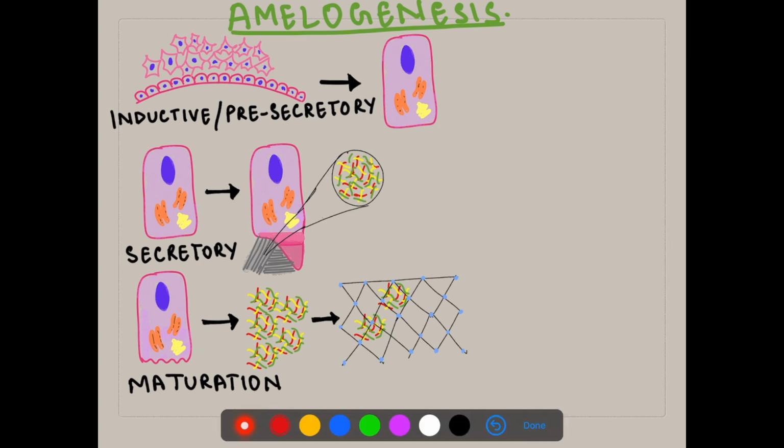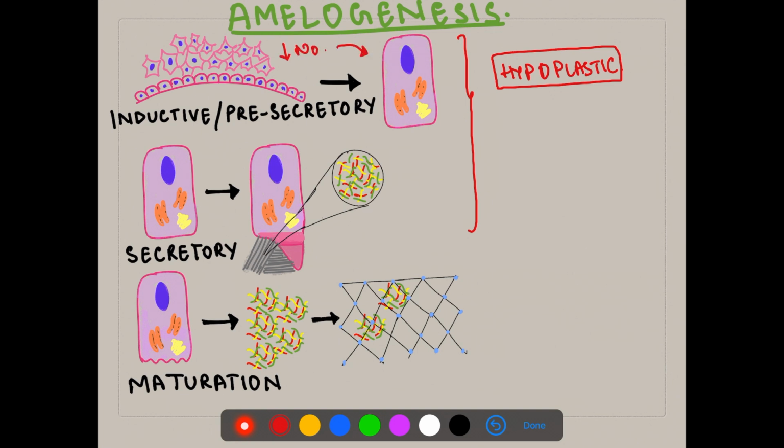Okay, now let's relate different types of amelogenesis imperfecta with different stages of amelogenesis. The first type of amelogenesis imperfecta was the hypoplastic type. Now, this hypoplastic type can occur due to an alteration in the pre-secretory stage, that is, when there is transformation of inner enamel epithelial cells into ameloblasts. If there is a defect which can lead to a decrease in the number of ameloblasts, automatically there is a decrease in enamel matrix formation, which results in thin enamel, which is a characteristic feature of the hypoplastic type of amelogenesis imperfecta.